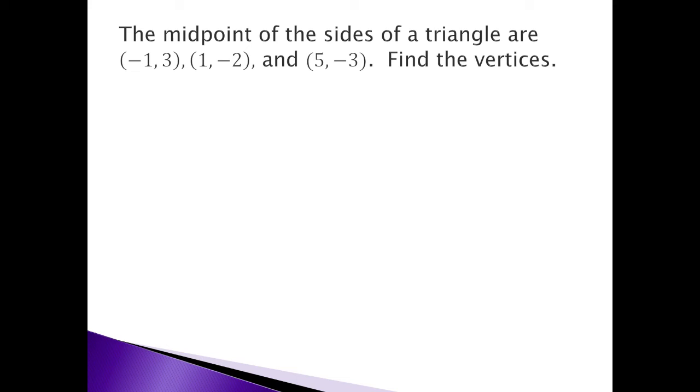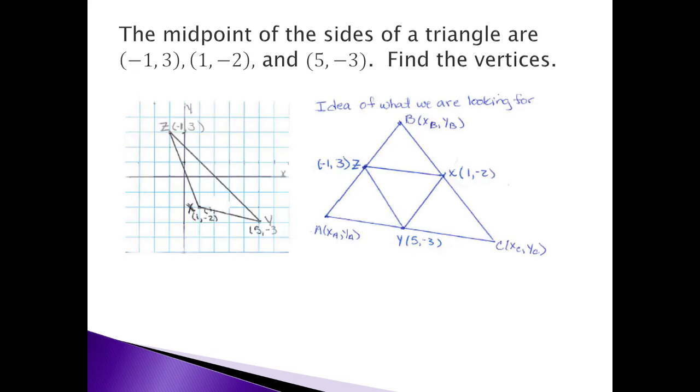The midpoints of the sides of a triangle are (-1, 3), (1, -2), and (5, -3). Find the vertices. In other words, if I graph them on a sheet of graph paper, then I get the picture on the left. I have the midpoints of the triangle, the middle of the sides, and what I want to find are the vertices, the big triangle.